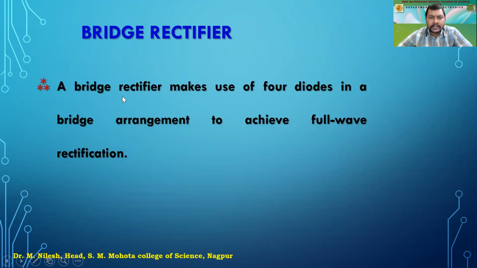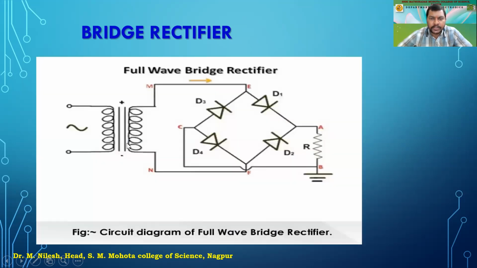A bridge rectifier makes use of four diodes in a bridge arrangement to achieve full wave rectification like this only. So this is the circuit diagram. I have shown you D1, D3, and D4. These are the four nodes A, B, C, and D. Accordingly, these are S1 and S2. So the circuits are near about the same, and the output we are expecting across the load resistance RL, right?